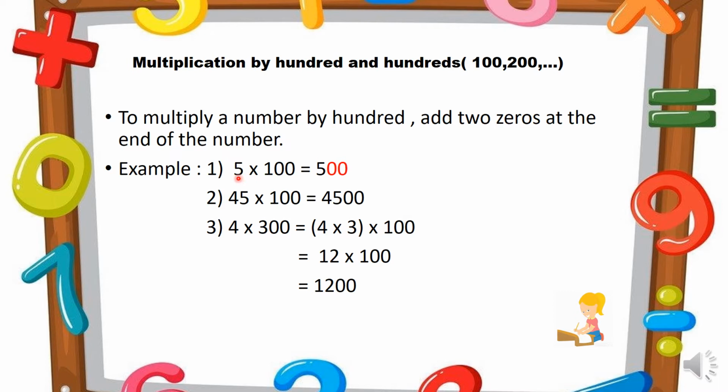Let us have an example. 5 multiplied by 100. You need to multiply 5 with 1. 5 ones are 5 and the remaining 2 zeros are placed at the right side. Same way, 45 multiplied by 100. 45 ones are 45 and the remaining zeros you have to put at the right end. Same way you have to follow the next example.